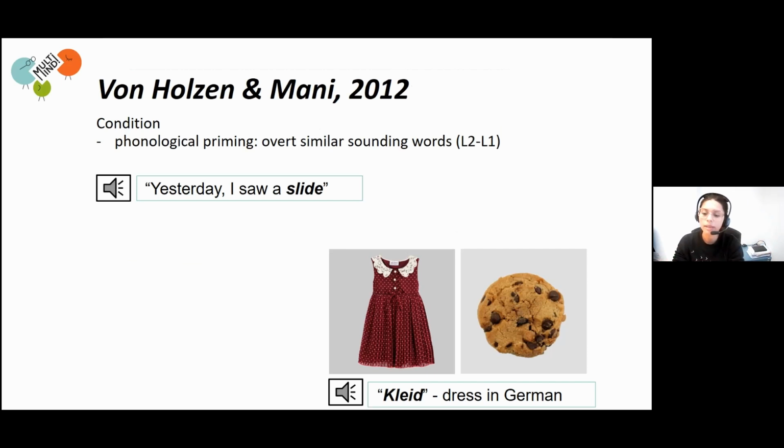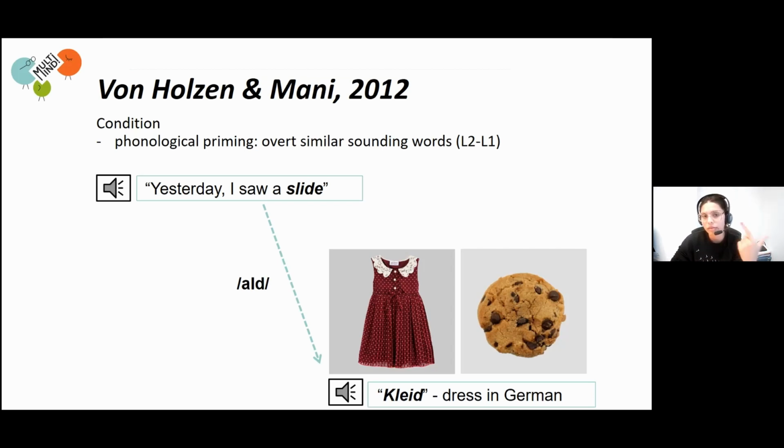The idea of this study is that children will look more accurately and faster to the picture of a Kleid if previously a phonologically related word was presented, in this case, slide, because slide in English and Kleid in German share some similar sounds at the rhyme, at the end of the word. Slide and Kleid sound similar at the rhyme. And that is what they found. They found that children looked more to the picture of the target, in this case Kleid, when previously they presented a phonologically related word.